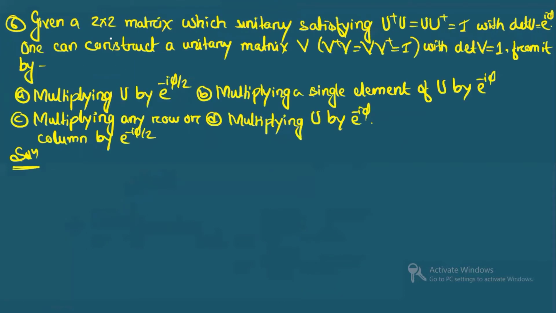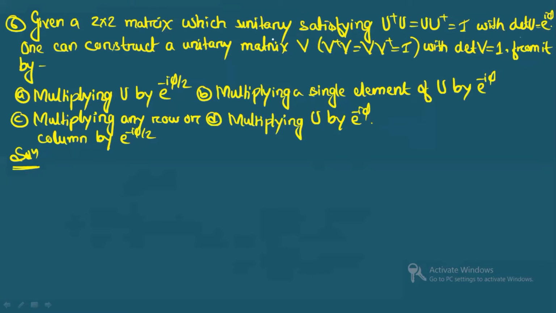So here it is said, given a 2 cross 2 matrix which is unitary, and it satisfies U dagger U equals identity matrix. Here the determinant of U is given to you as e to the power iφ. So one can construct a unitary matrix V, also satisfying V dagger V equals identity matrix, and the determinant of V is 1. So how can you construct unitary matrix V? You will have to tell.